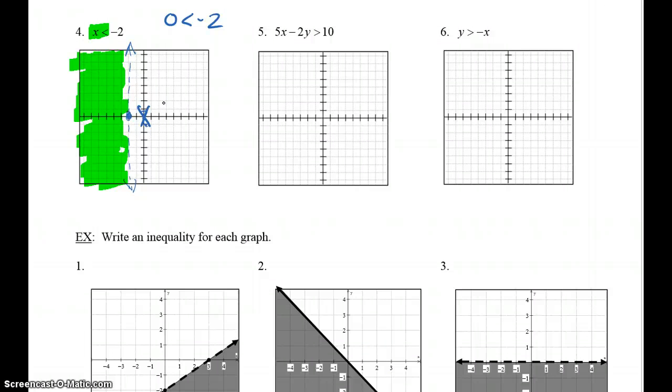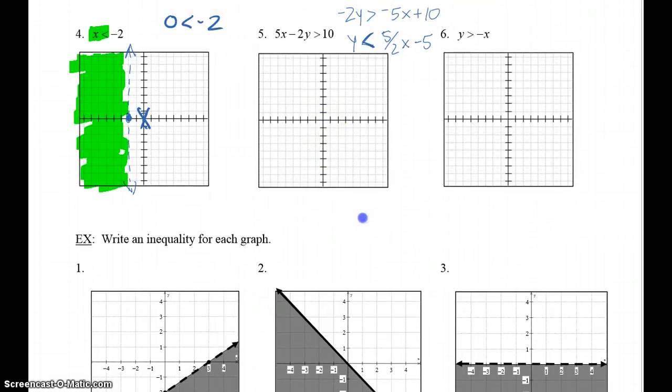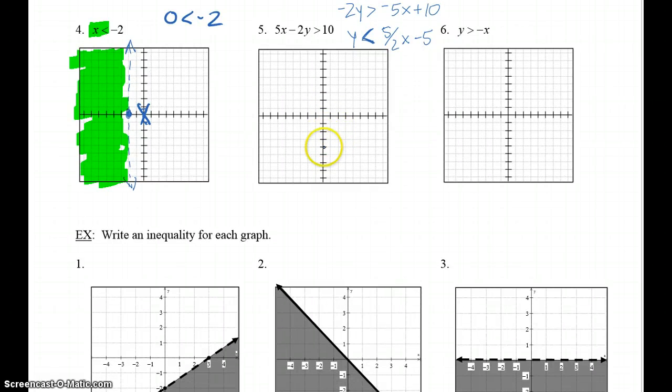Number 5, I'm going to put that into slope-intercept form first. So I'm going to subtract 5x from both sides, and then I'm going to divide by -2. Now when I divide by -2, that makes me flip the sign because I divided by a negative. And I have a positive slope because a negative divided by a negative is a positive. Plot the y-intercept, which is -5, on the y-axis. Then I use the slope 5 over 2, so rise 5, run 2, to get additional points.